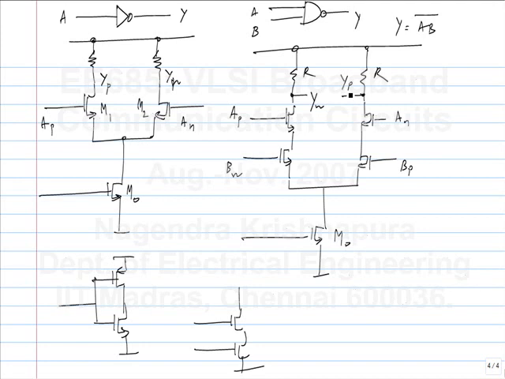AP and BN are high, there will be a path. What will you get? What happens if this is low and this is low? So both the outputs will be at VDD. This is not actually implementing a logic. B to M0. I want differential input.